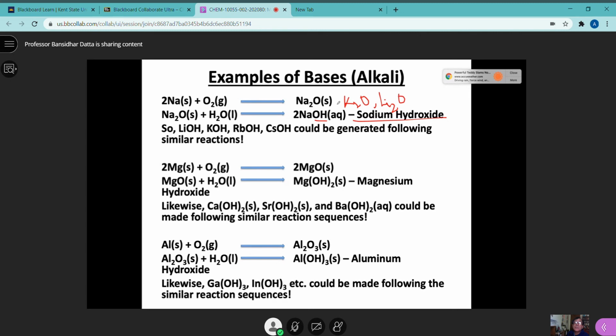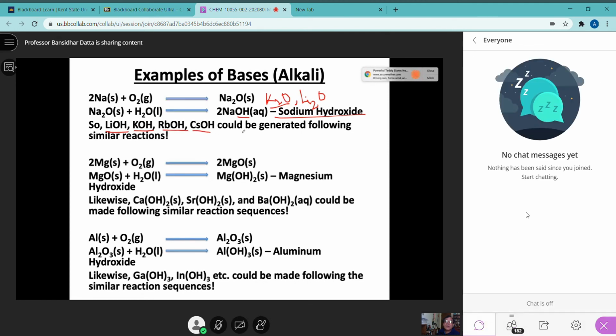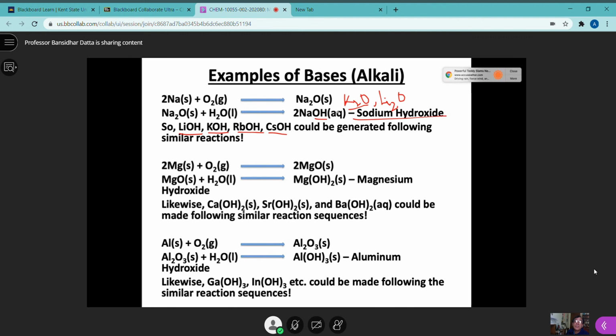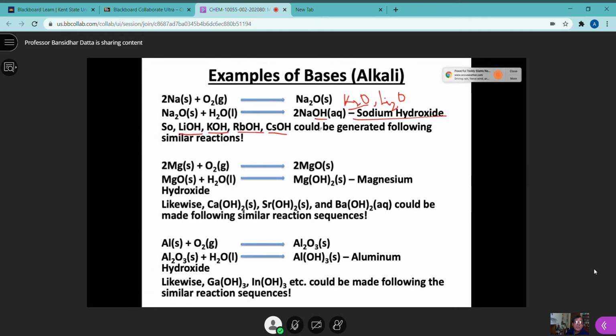Likewise, if you take lithium oxide and dissolve it in water, you get lithium hydroxide. If you take potassium oxide and dissolve it in water, you get potassium hydroxide. Same thing: rubidium oxide, rubidium hydroxide, cesium hydroxide, and so on, following the same reactions. So metals react with oxygen to make the metal oxide, which dissolves in water to make the metal hydroxide.